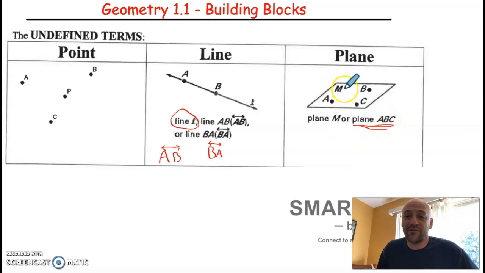It's kind of hard to tell the difference in this picture, but it's a bold capital letter M. Again, you'll see M's, R's, S's. No reason for those letters, but it's bold, it's capitalized, and it's usually in the corner of the plane that's drawn. We can name it just by calling it plane and whatever that capital bold letter is.